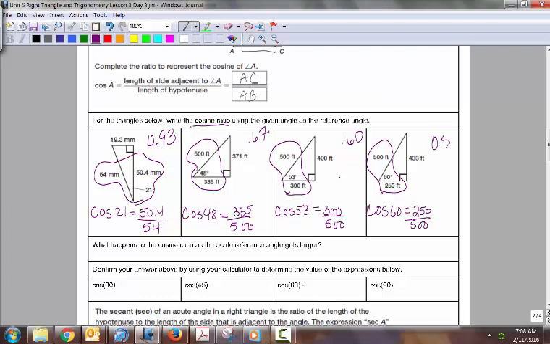This is 0.50. So, as the acute reference angle gets larger, so I'm looking at 21 to 48 to 53 to 60, what is happening to the cosine ratio? It is not getting larger. This one behaves differently than the other two that we've seen. The cosine ratio decreases.